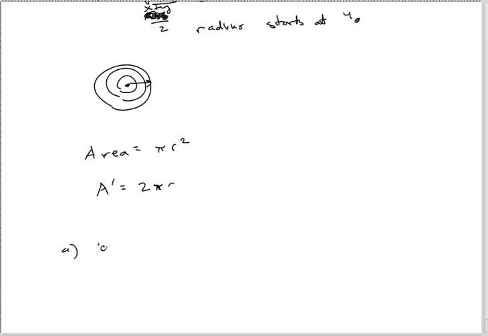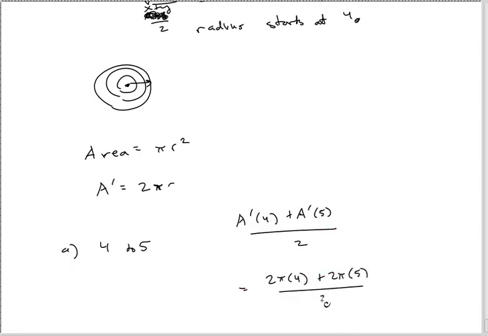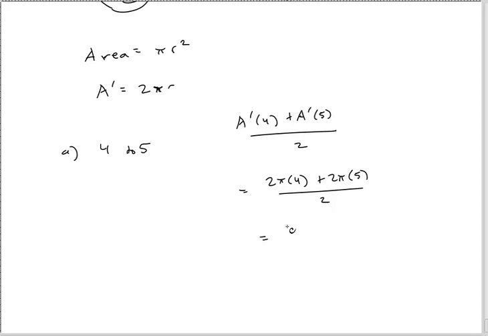So part A, it says from 4 to 5. And what they're trying to say is a prime of 4 plus a prime at 5, and then divided by 2. So I'm just finding the average. And so I'm plugging that in. I got 2 pi times 4, 2 pi times 5, all divided by 2. So we got 8 pi plus 10 pi all over 2 is equal to 9 pi. There we go.